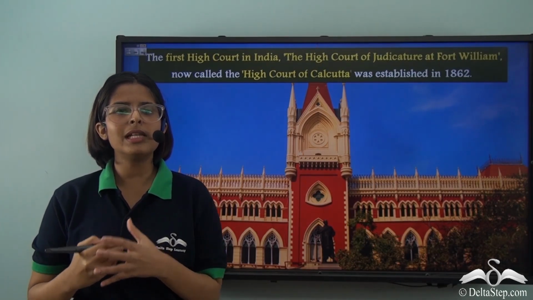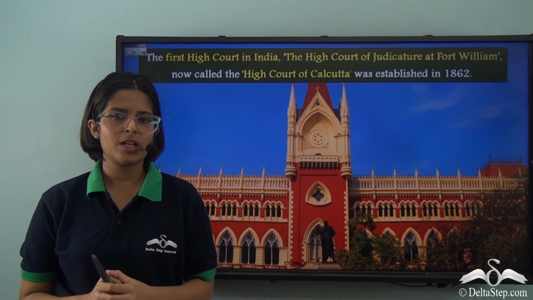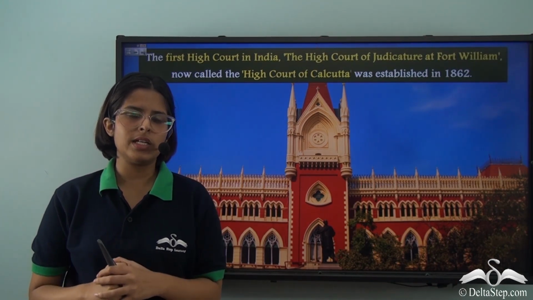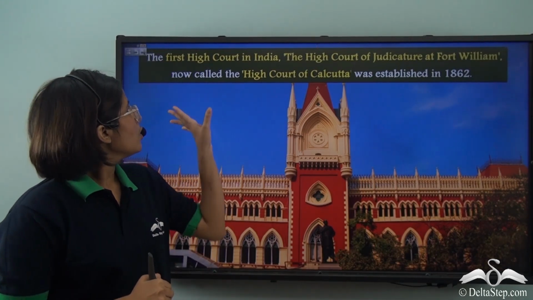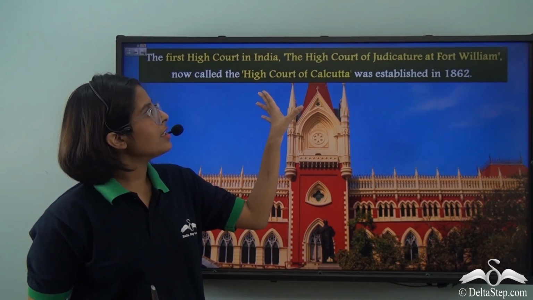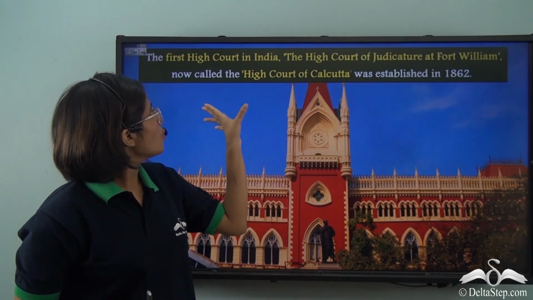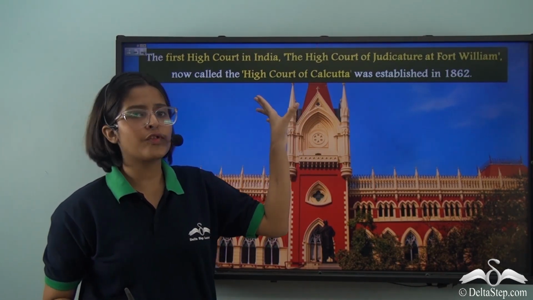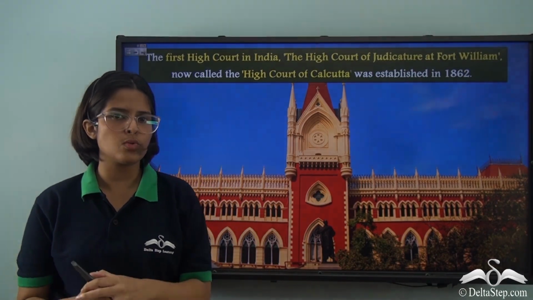Now let us go into a little bit of detail about the history of High Courts in India. The first High Court in India was set up in 1862. The first High Court in India, the High Court of the Judicature at Fort William, which is now known as the High Court of Calcutta, was established in 1862.